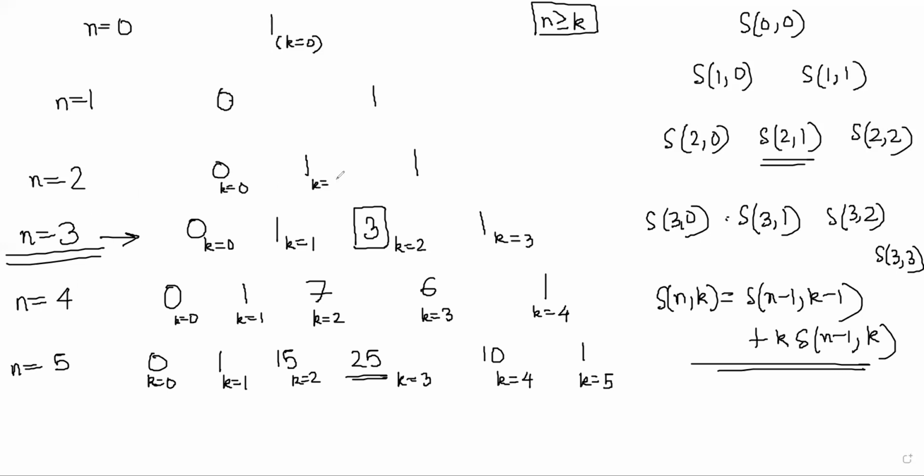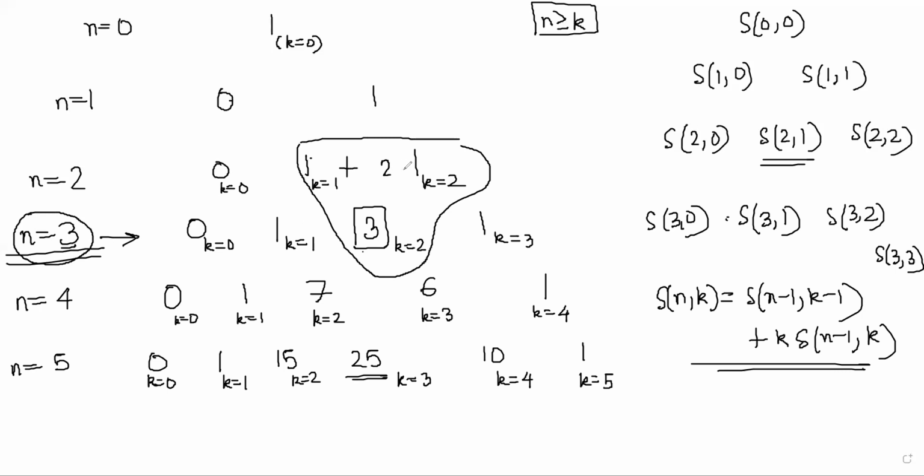k is equal to 0, k is equal to 1, k is equal to 2. Now see that if I want to get S of 3 comma 2, where n is 3 and k is 2, then it can be written as 1 plus 2 into this, see this triangle that is formed. 1 plus 2 into 1 is equal to 3, right?